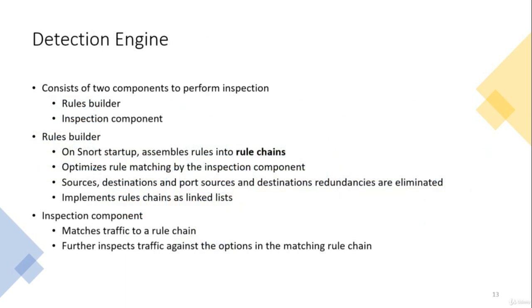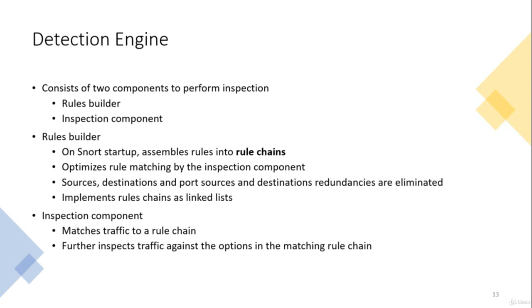The detection engine accepts the parsed, normalized, and stream reassembled network traffic for inspection against the rule base. This component of the Snort architecture actually has two components to perform the action of inspection. First is the rules builder, second is the inspection against the built rules.